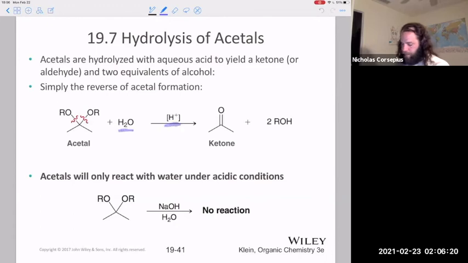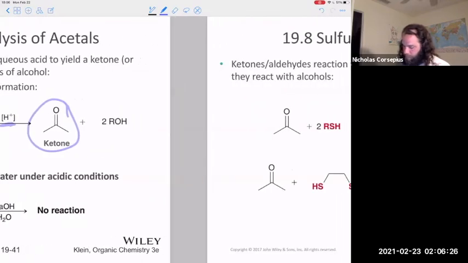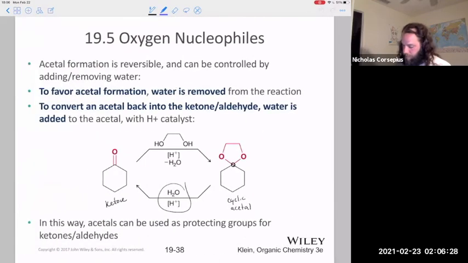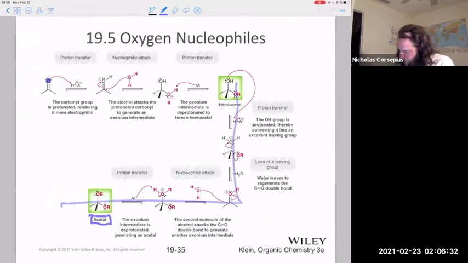You add water and acid, and that'll sever those acetyl bonds, and you'll get your ketones back. I'm going to make you guys figure that out on your own. But again, just to give you the punchline, it is the exact reverse direction of the reaction mechanism that we learned about.